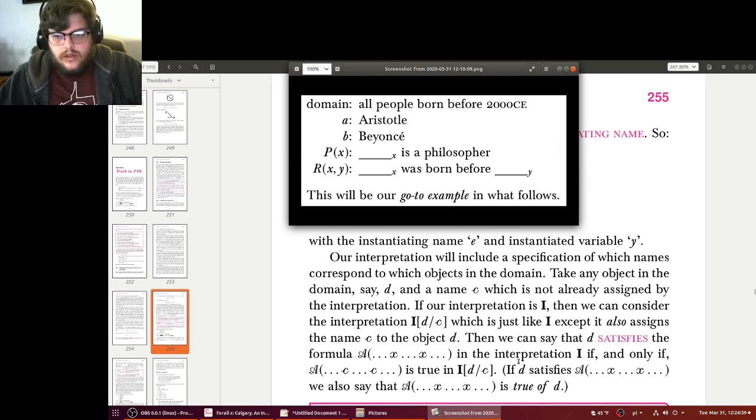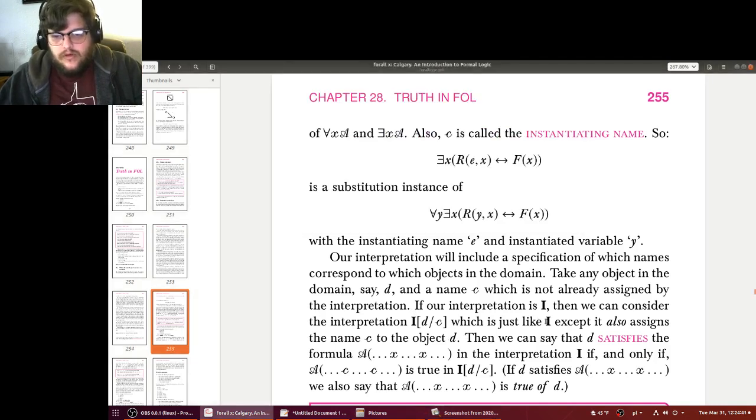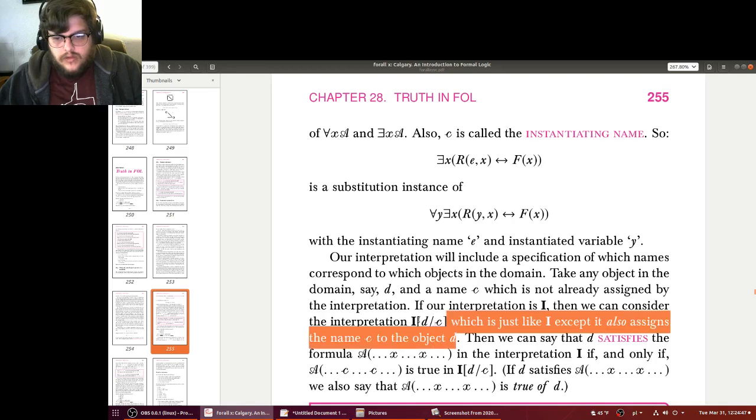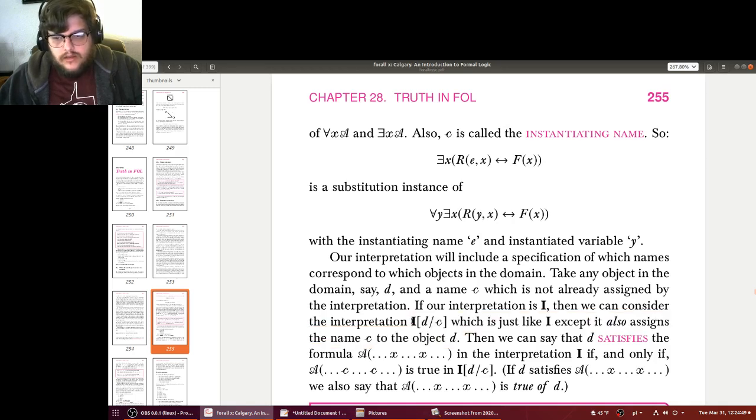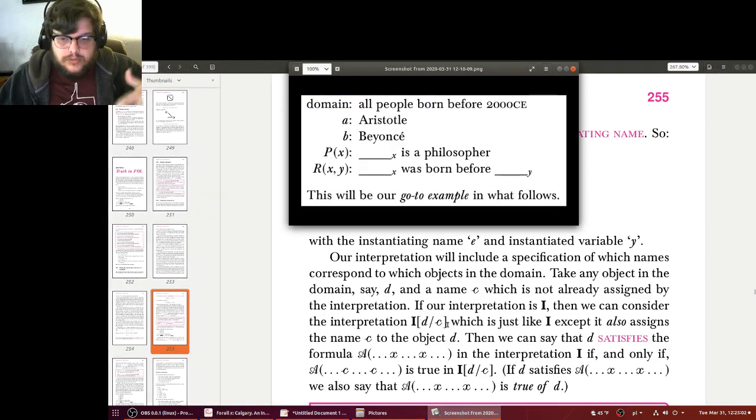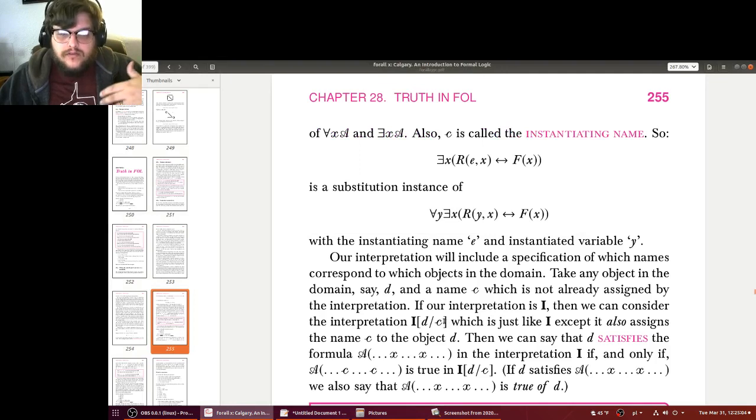So, this is just like I, except it also assigns the name C to the object D. So this notation is a modified interpretation. It takes the original interpretation and adds one more named object to it. In fact it is a different interpretation, but we're saying, well, it's like I, but a little bit augmented, a little bit upgraded.